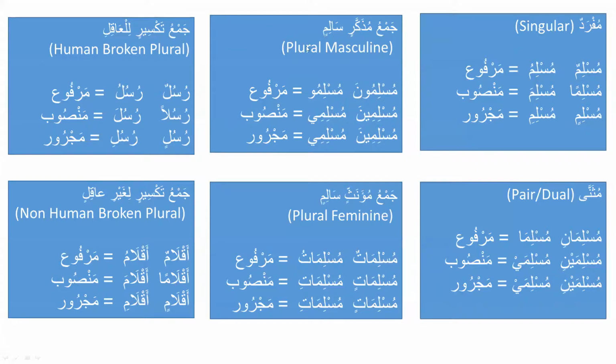The jam'u mudhakkar salim, for those who have known the Arabic nahu, is the plural masculine. We call it sound plural masculine. Sound means the singular form is safe in the plural word. The singular form, which is Muslim: mim, sin, lam, mim is the singular, and it is safe.